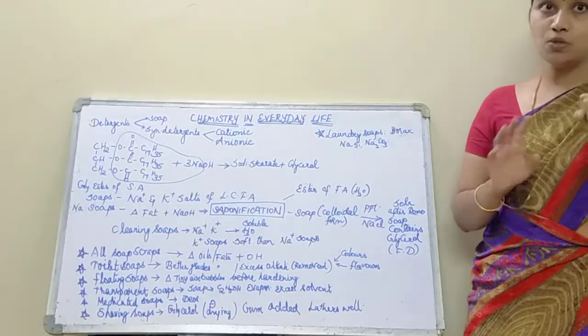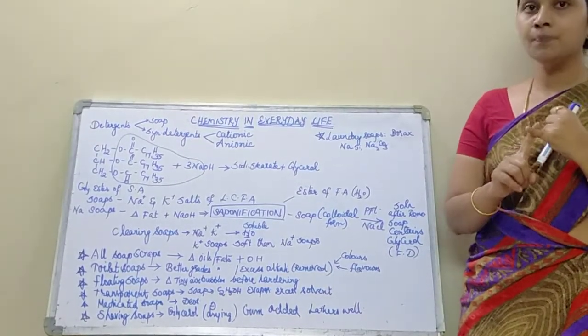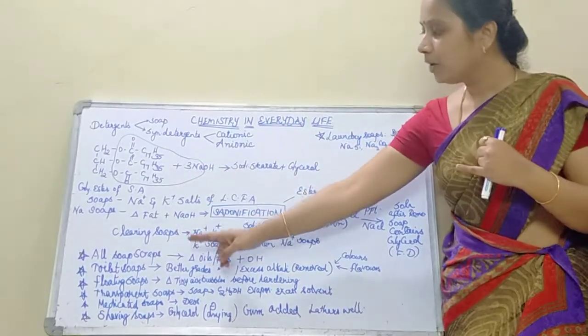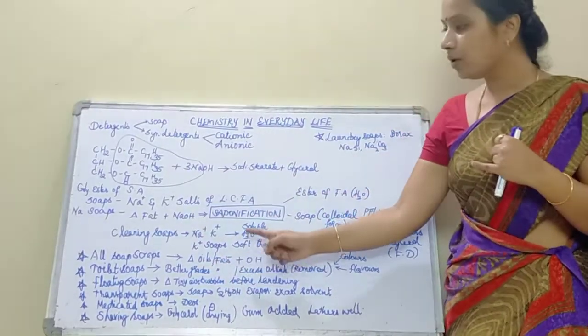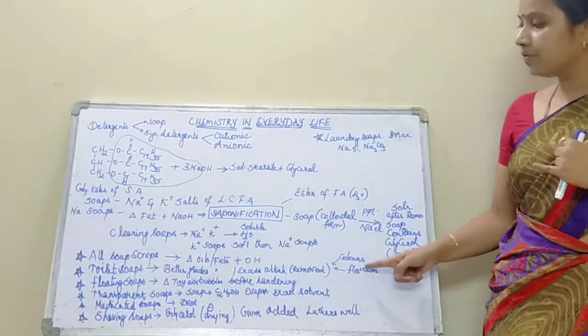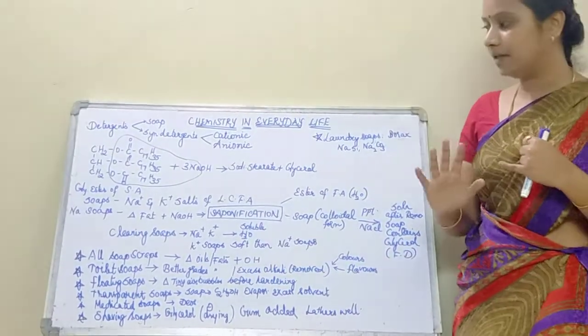Soap scraps are produced by heating fats or oil along with an alcohol. What are toilet soaps? For preparing toilet soaps, better grade fats and oils are used and excess alkali can be removed. Coloring agents and flavoring agents are added to make them attractive.